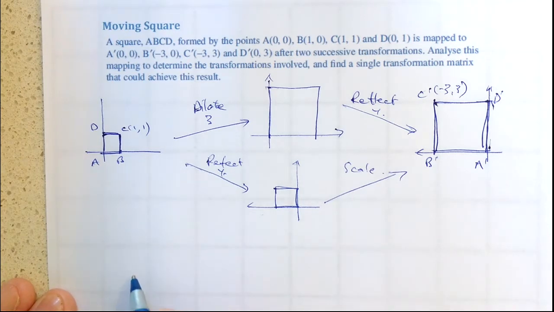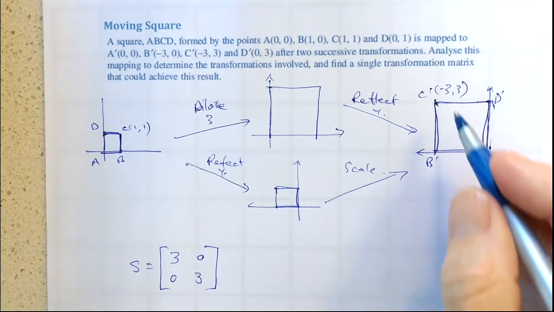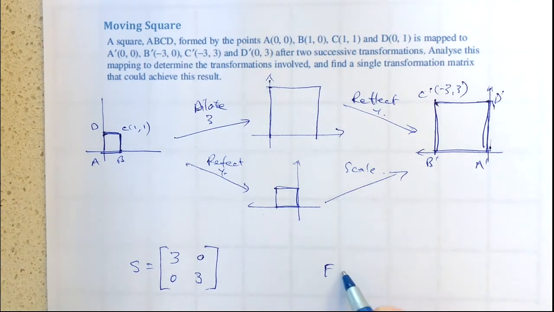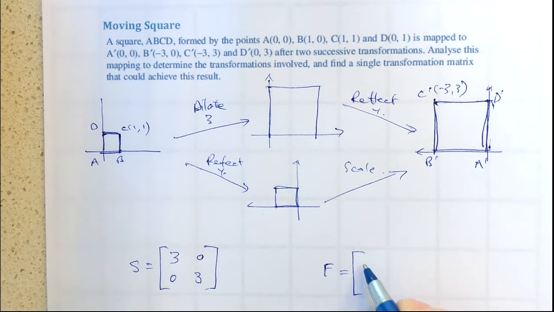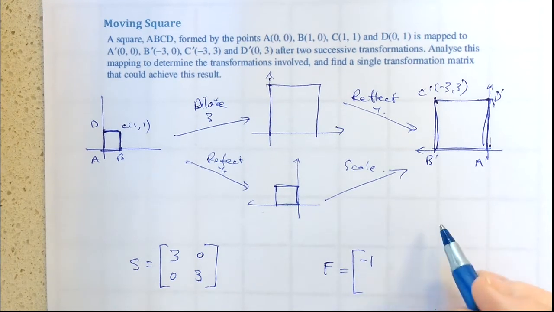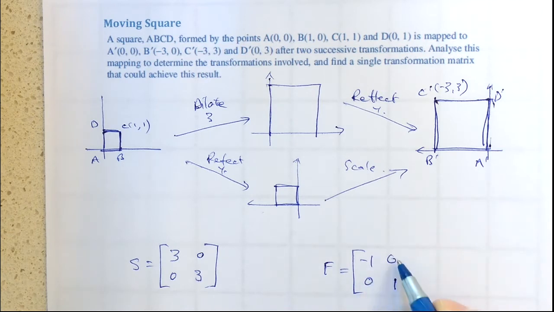Next, we've determined the matrices involved. So this, we'll call it S for scaling. Matrix will look like the identity multiplied by a scalar of 3. And the reflection, I'll call it F for flip. We'll have the x coordinate negated, the y coordinate preserved with these off diagonal elements 0.